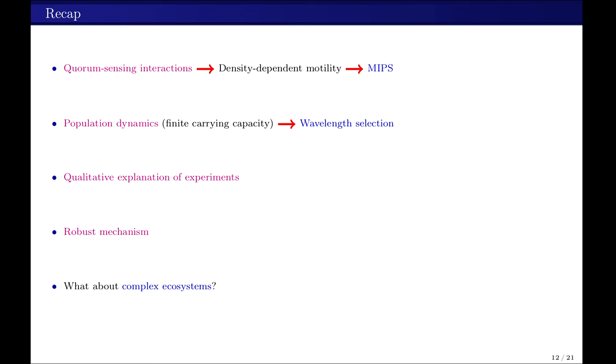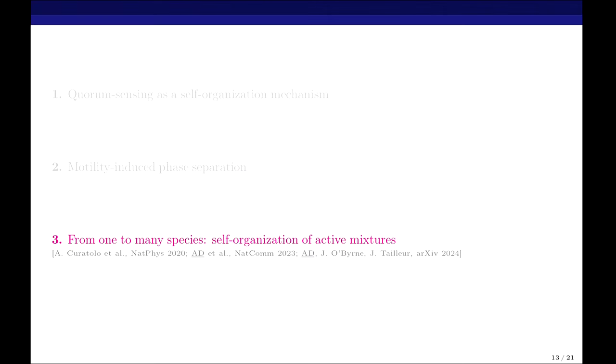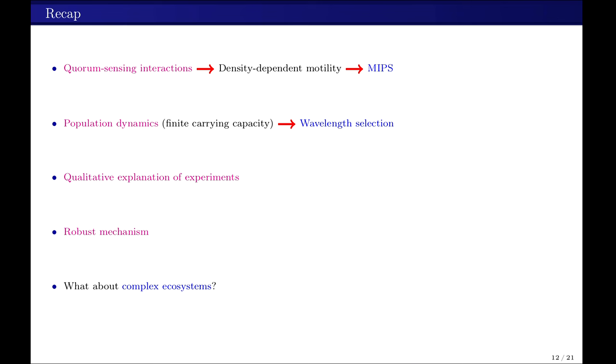But what about complex ecosystems? I missed one point. This density dependent motility can also be due to steric interactions, because essentially it is also due to crowding effects. If you include steric interactions, it can be. But it's not necessary. So for all the models that I will show in the following, I will just speak of quorum sensing interactions, neglecting completely the steric repulsion. But you can effectively account for that with an effective motility inhibition.